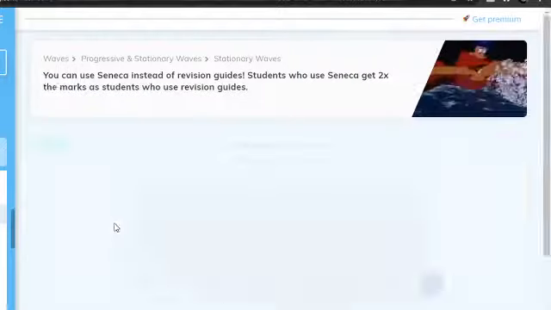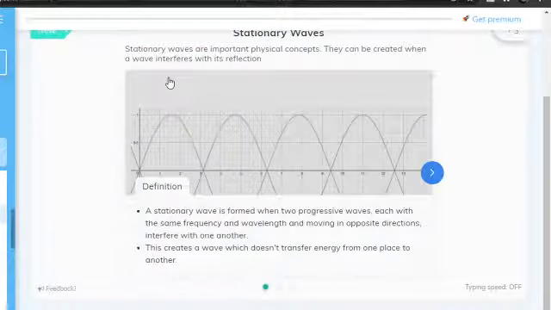So stationary waves. Stationary waves are important physical concepts. They can be created when a wave interferes with its reflection. A stationary wave is formed when two progressive waves, each with the same frequency and wavelength, move in opposite directions and interfere. So obviously this one's going this way, then this one's going that way, so these two interfere with each other.